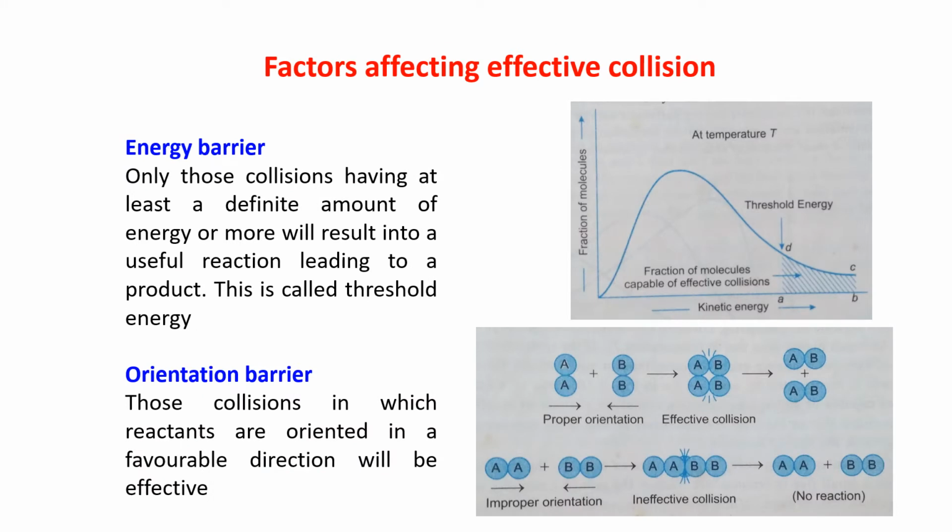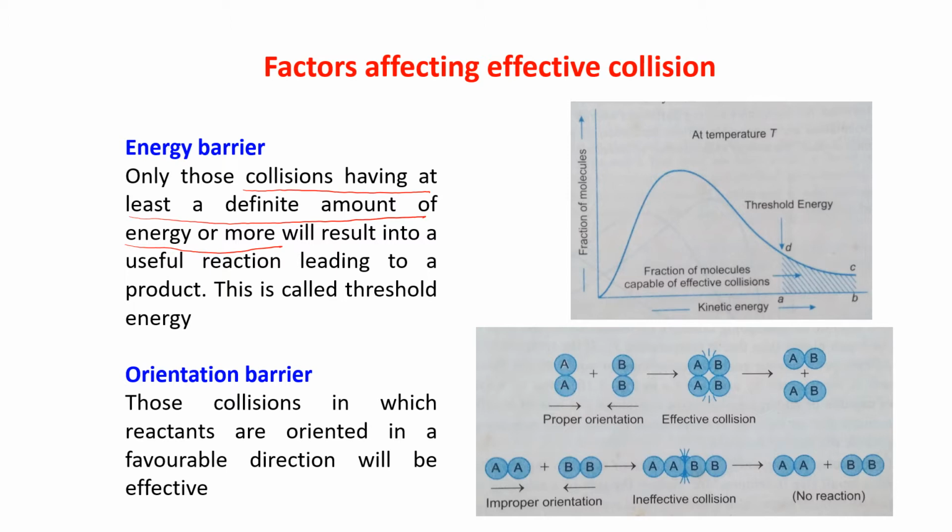Factors affecting effective collisions. What are the factors that give effective collisions? There are two factors. One is the energy factor, another is the orientation factor. So it is termed as energy barrier and orientation barrier. What is this energy barrier? Energy barrier says only those collisions having at least a definite amount of energy or more will result in a useful reaction, leading to a product.